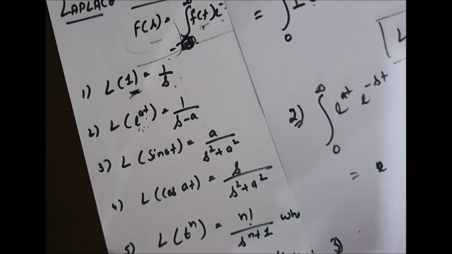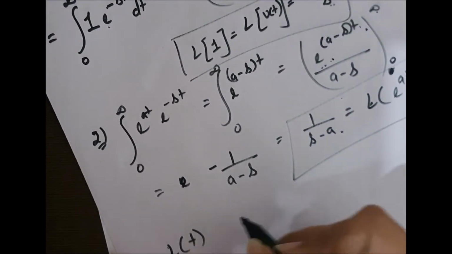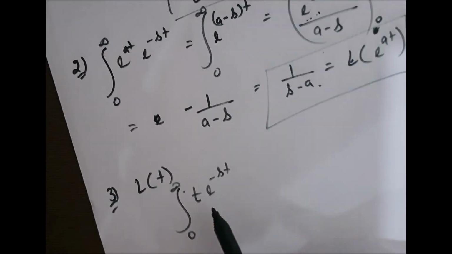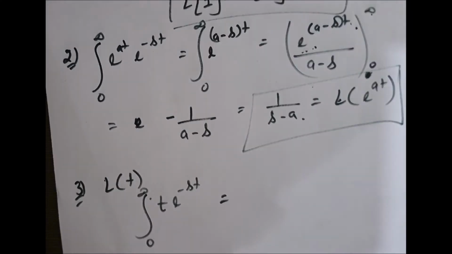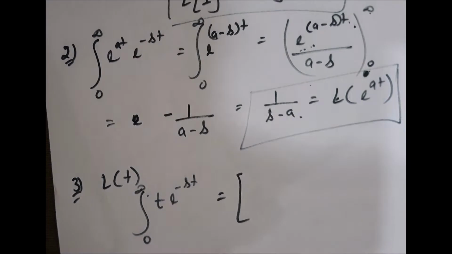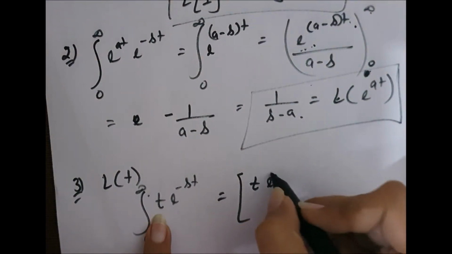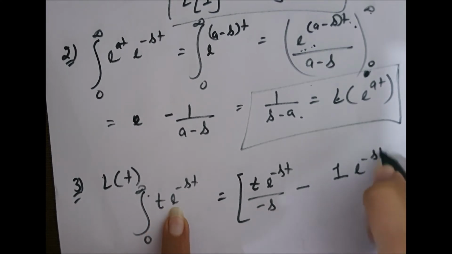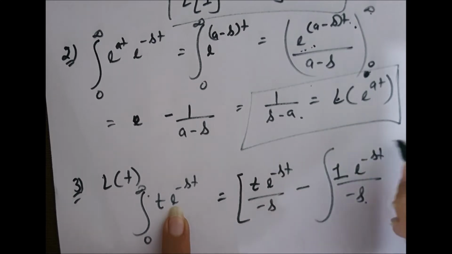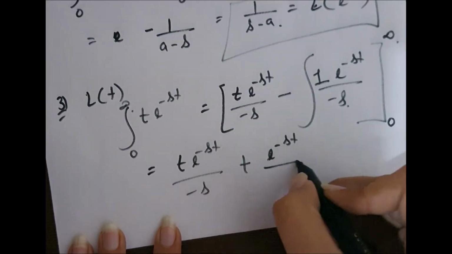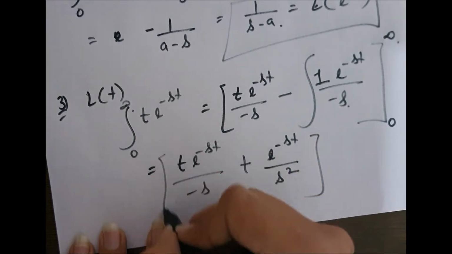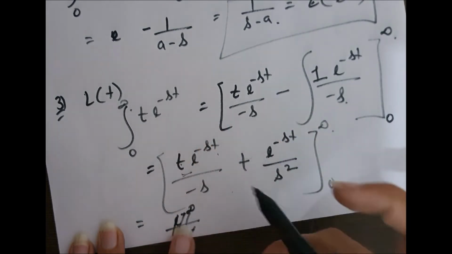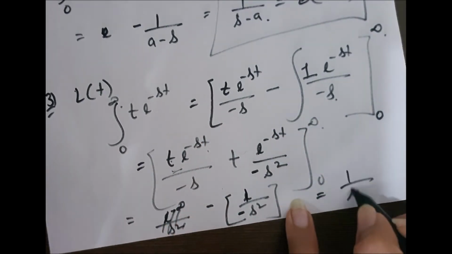Laplace transform of t, that is t exponential minus st. Here we have to use integration by parts. Now I hope you remember how to do integration by parts. For this, first function as it is, integration of second, minus differentiation of first and integration of second, whole integration. If we put infinity here, this whole will get cancelled. Now put 0, we will get 1 upon s square.